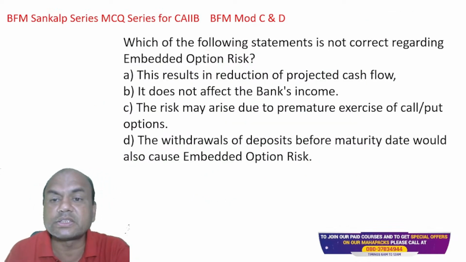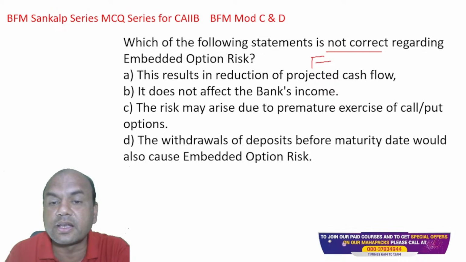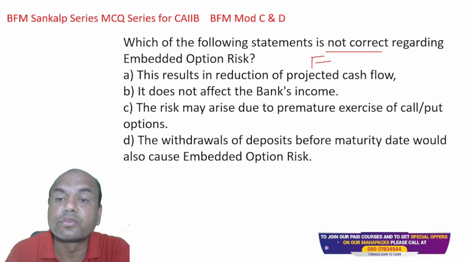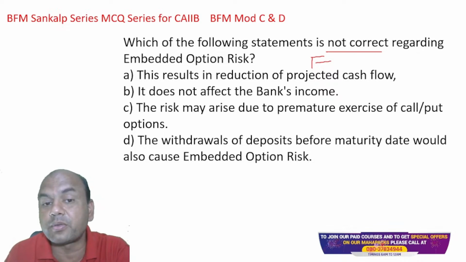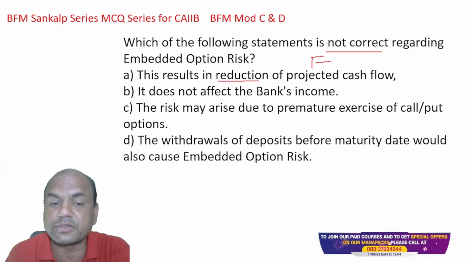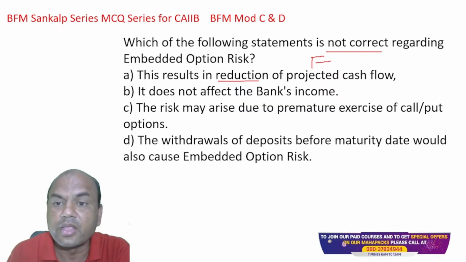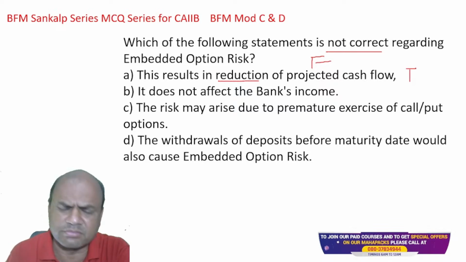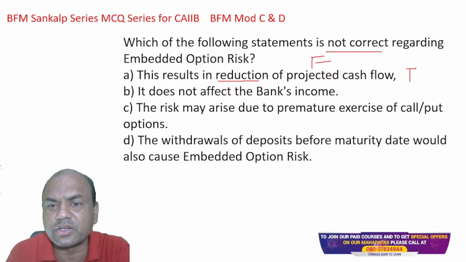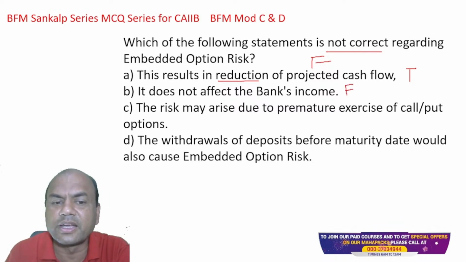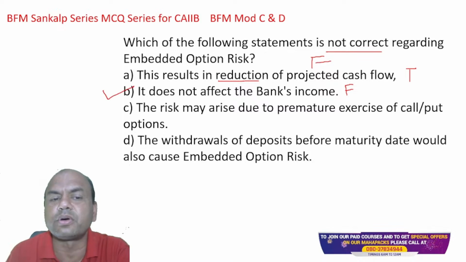Which of the following is not correct regarding the embedded option? We want a false one now. This results in reduction of the projected cash flow. So embedded option, reduction in the projected cash flow. Yeah, that is true. So we want a false one. It does not affect the bank's income. What is this? Does not affect. It is false. It does affect. So B is the right answer.